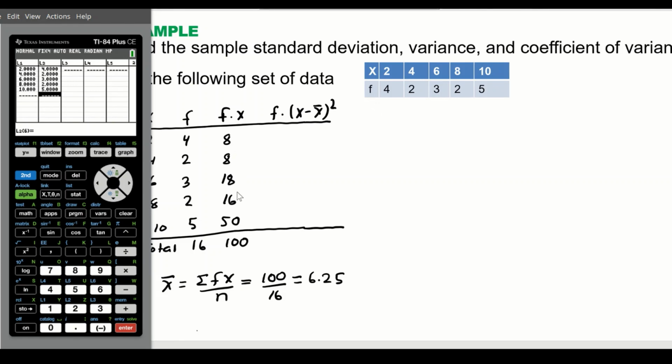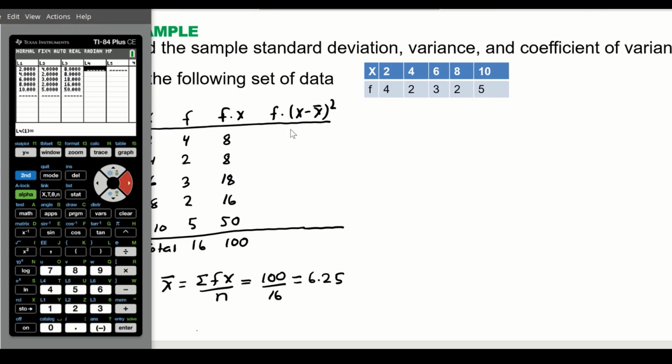Now if you want to check these values in the third column, you can go to list 3. It is f times x. F is in list 2 and x is in list 1, so it is L2 times L1. So let's type that. Second and 2 will give you L2, times, second and 1 will give you L1, and then enter. Check these values: 8, 8, 18, 16, 50. That's correct. Now let's go to the fourth column, or list 4.